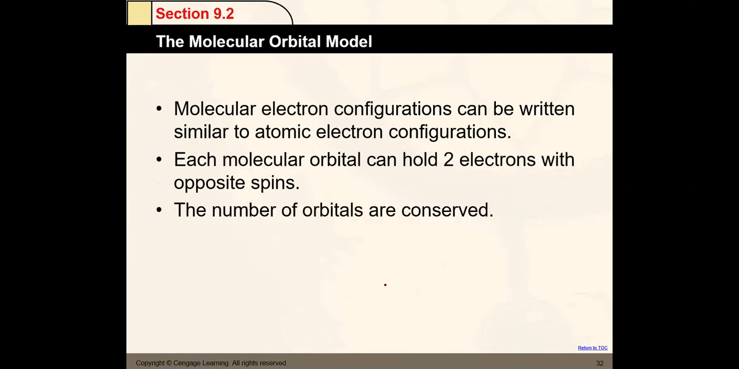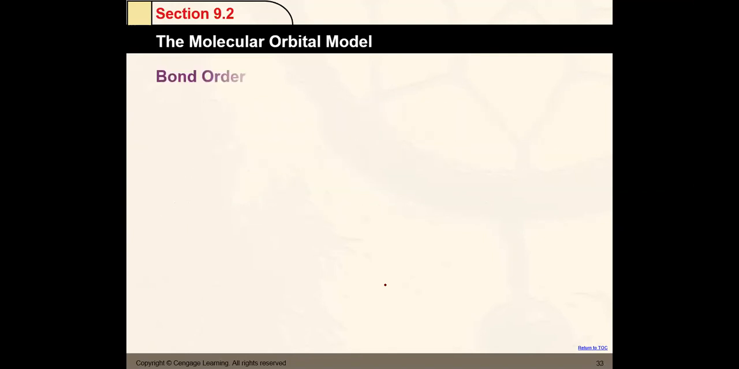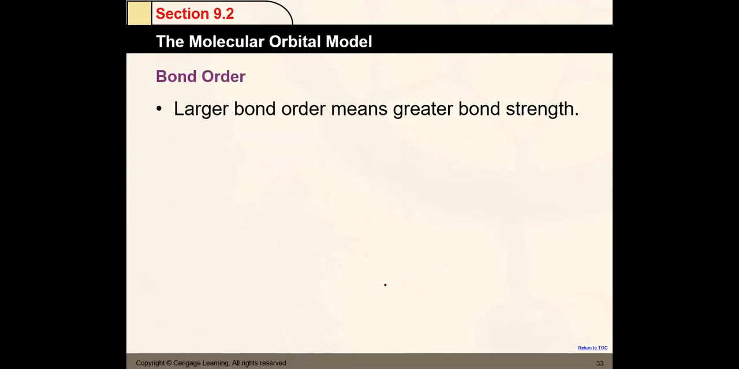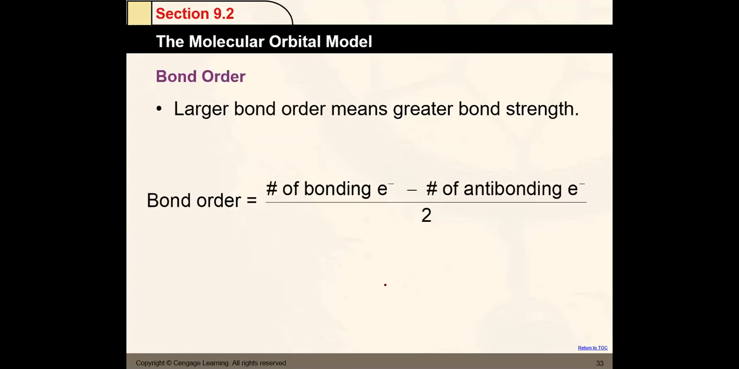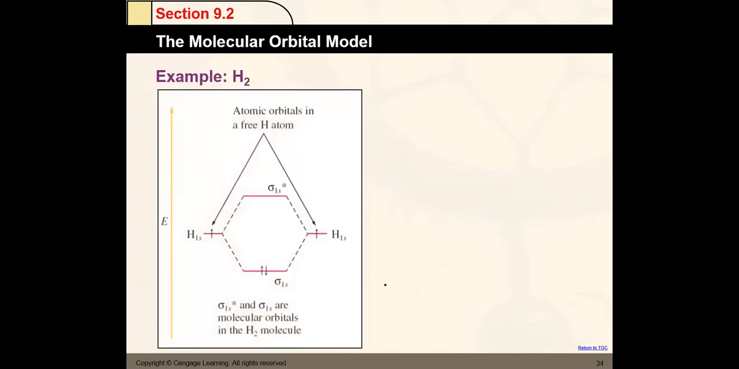Okay, let's continue. The number of orbitals are conserved. What does that mean? Meaning that if you are combining 2 atomic orbitals, you should also get 2 molecular orbitals. The number of orbitals are conserved. Bond order, the larger the bond order, the greater the bond strength, is the number of bonding electrons minus the number of anti-bonding electrons. In this case, this one is my sigma bond, right? And this one is the sigma star. Sigma star means the high energy sigma bond that I'm forming.